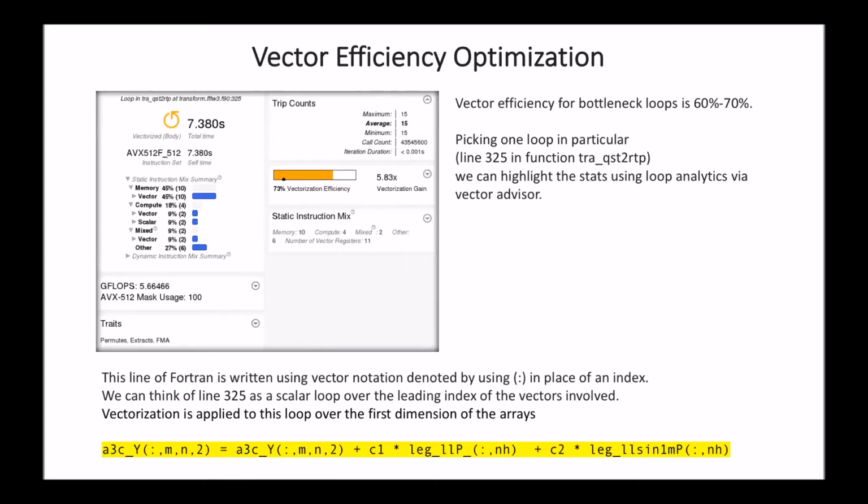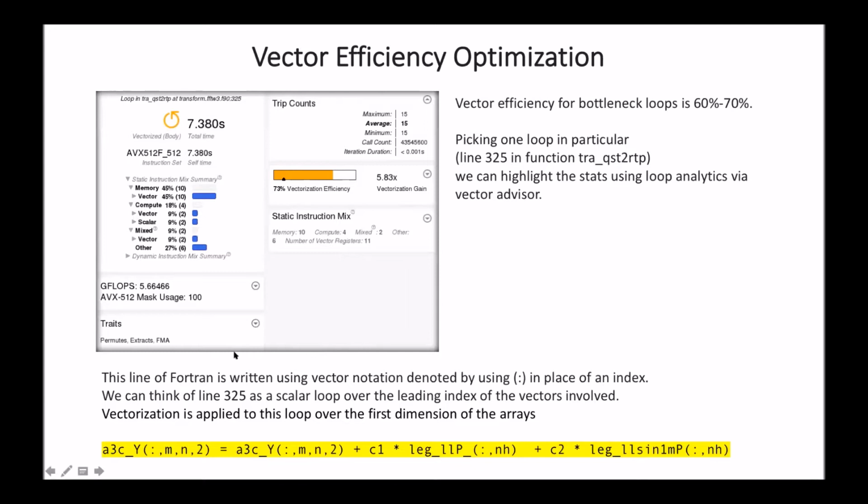window to come up, and it will tell you a number of things about how well your loop is being vectorized. If we look at the survey, all of our bottleneck loops were between 60 and around 70% efficient. We took one loop in particular and looked at the loop analytics of line 325 in our bottleneck function. This is 73% efficient. Well, we don't know exactly why it's only 73% efficient.